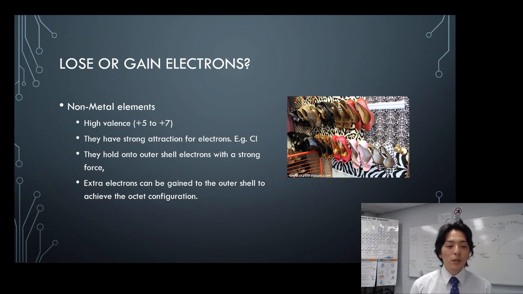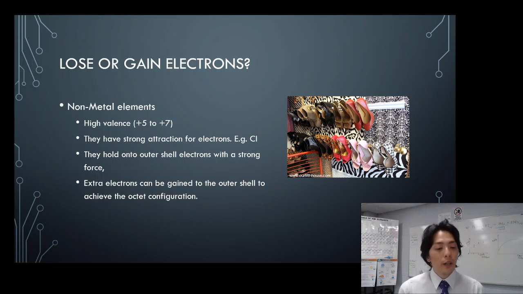Whereas non-metals, they have high valencies, +5 to +7. So they want to gain electrons to become +8. They have strong attraction towards electrons, so higher electronegativities. Like Cl, they want to gain 1. They're eager to do that.